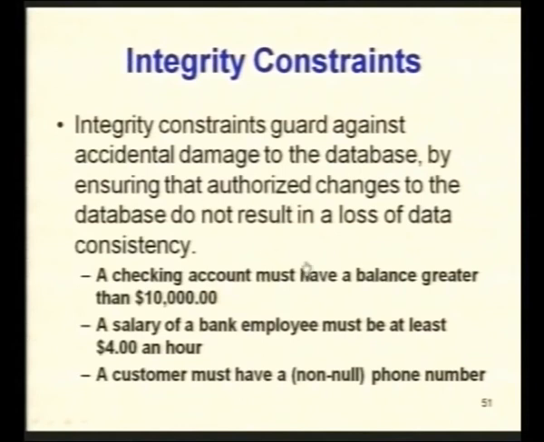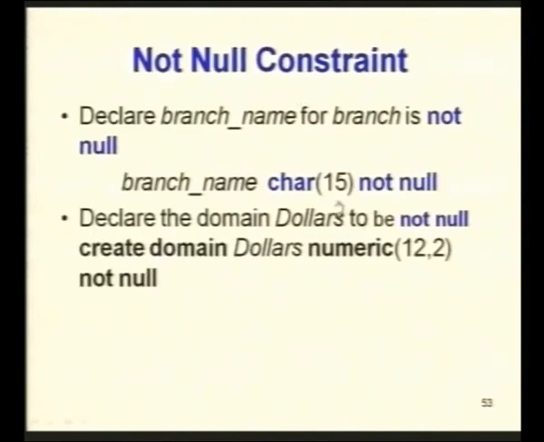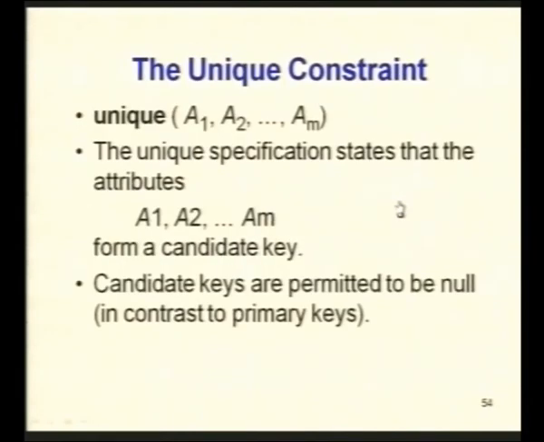Then we have some integrity constraints. You can have constraints saying that this checking account has to be greater than some value and so on. This will be done when you are doing the insertion itself. On a single relation you can have, as we have seen, not null, primary key, unique and check. You can also have a not null, which we have already seen, and then you can have a unique value. This says that this can have only a unique value if it forms part of a candidate key.